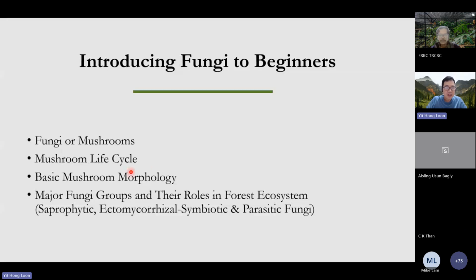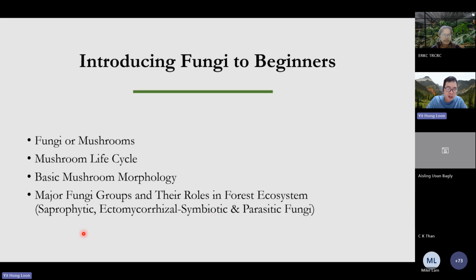Then the basic mushroom morphology. Mushroom morphology is basically the features of the mushroom. It is important to know these features so that you can do basic mushroom identification in the field. With this knowledge, you can tell which family a mushroom belongs to versus the rest. Then I'll talk a little about major fungi groups and their roles in the forest ecosystem.